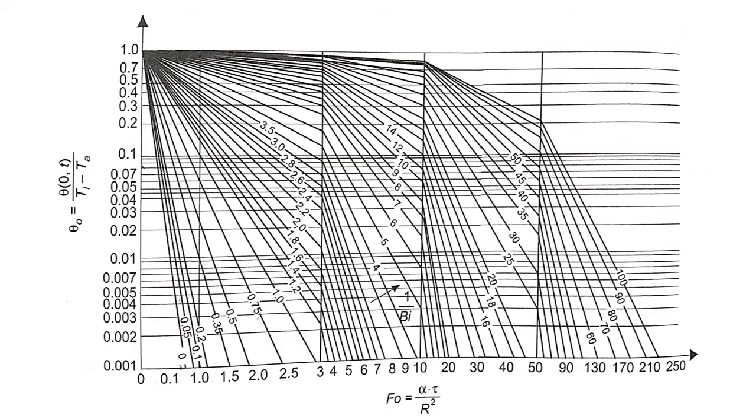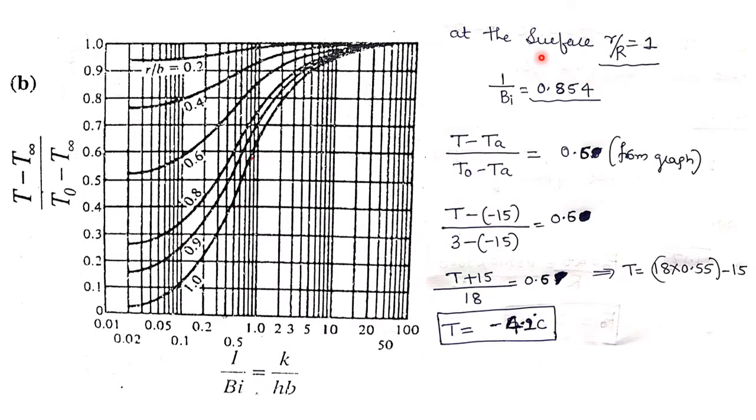So our next point is to calculate the surface temperature. See here, at the surface, small r divided by capital R is equal to 1. This will be fixed. The graph will be the same for calculating the surface temperature, and for the cylinder also we use the same formula, and for the sphere also we use the same formula, that is small r divided by capital R equals 1.